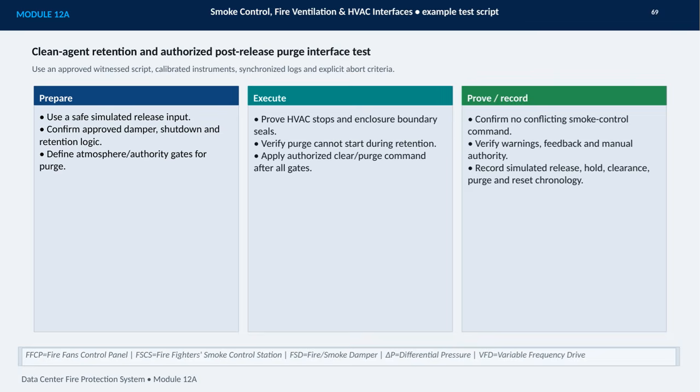I check for conflicting smoke control commands, verify warnings and feedback, and confirm manual authority. Then I document the chronology of release, retention, clearance, purge, and reset. The key principle is purge is never allowed to bypass the retention and authorization controls. Approved scripts, calibrated instruments, synchronized logs, and explicit abort criteria make the test safe, repeatable, and auditable.